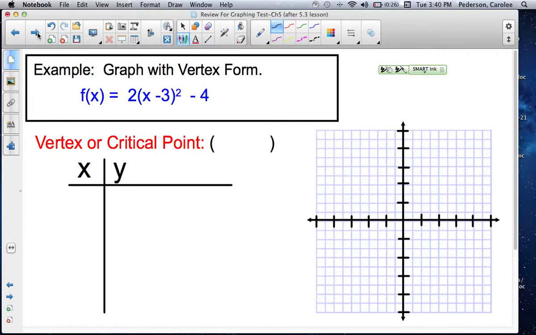Let's have you do this problem with me. And this is the last problem in our review. We're going to graph this in vertex form. So we want to first identify the vertex or the critical point. All right, the critical point in vertex form. This is moving it to the right 3 and then down 4. So the critical point is positive 3, negative 4.